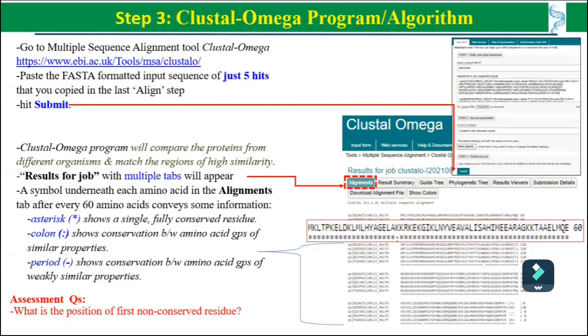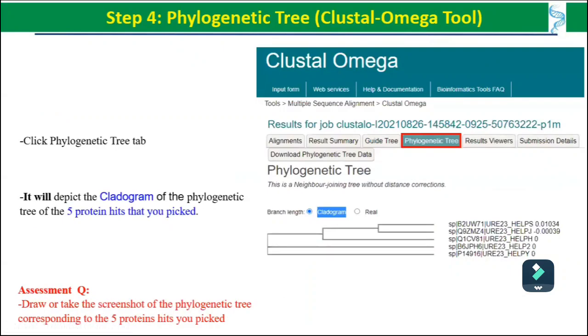structure and function. And this is a question that I ask my students: what is the position of the first non-conserved residue? If you see a space, then it shows that that amino acid residue is not conserved, right? And this is something the students have to find out.